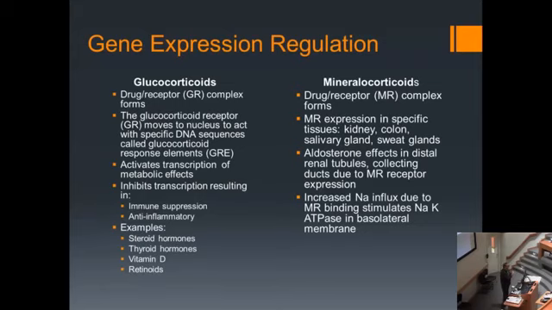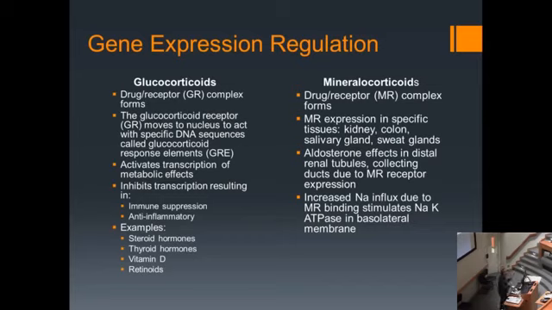You've got translocation of that drug receptor complex from the cell membrane into the nucleus, okay? And it's going to bind to what's called glucocorticoid response elements within the DNA sequence. These are called GRE, okay? And that's going to activate the transcription or metabolic effects. Okay, so it's twofold. It can either activate transcription or it could inhibit transcription, okay, depending on what it does to the activity of the promoter.